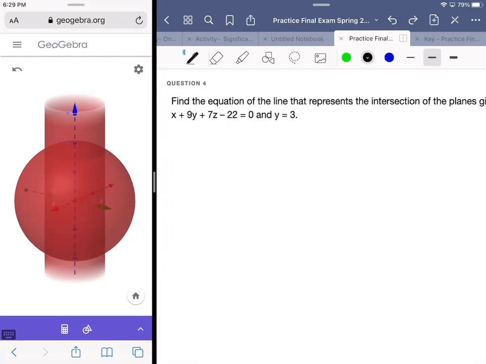But if I take the x plus 9 times 3 plus 7z minus 22, set that equal to 0. So all I'm doing is replacing the y here with the 3. I get x squared plus 27 plus 7z minus 22 equals 0. These two can go together to give me a 5.